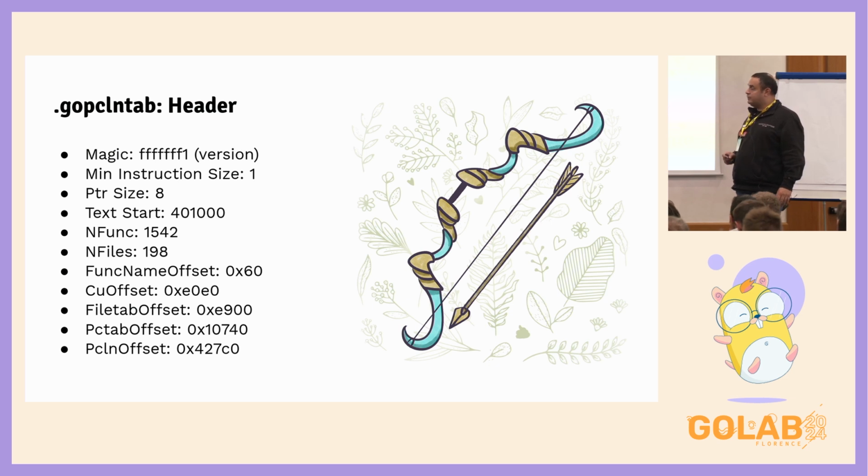This is the header of the go pclntab, the first thing that you see. It starts with a magic number. That magic number is about the version of the format for the go pclntab. Here we have this all F's finished with a 1. That means that this header is from the format version that starts in Go 1.20, if I recall correctly. Then the instruction size, the pointer size, where to start the text section, where to start the program. The number of functions that we have in our binary, the number of files that we have used in our binary, and then offsets to the function names, the compilation units, the file tab, the PC tab, and the pclntab.